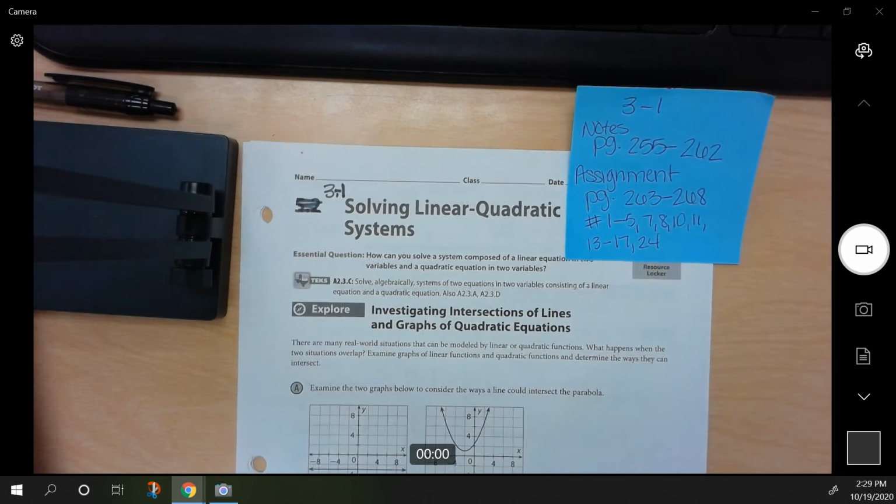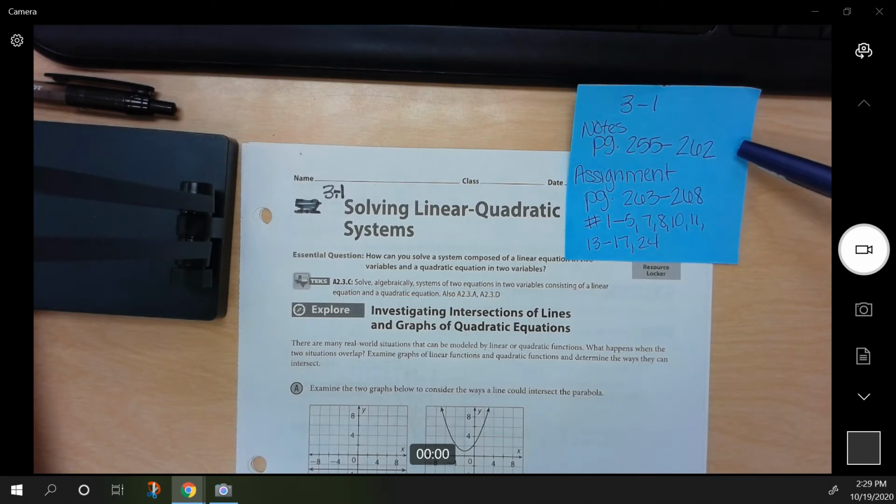Okay, so this is the 3-1 notes. These are pages 255 to 262 in your consumable textbook. You want to pull those out so that you can fill in the notes.